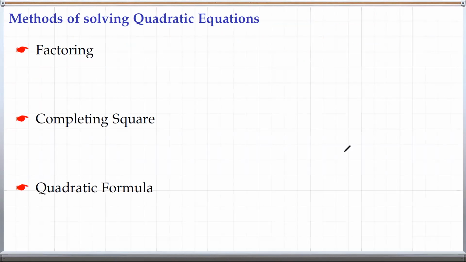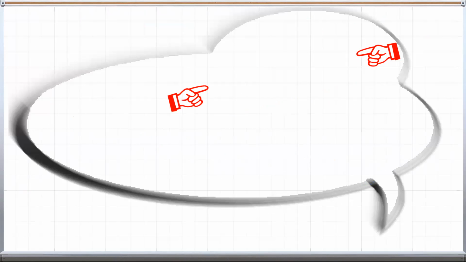For that, we have several methods. These are some of the methods we will look at in our next few videos. We will look at the method of factoring, how we can use factoring to solve quadratic equations. We will look at the method of completing the square, and we will look at the quadratic formula. All right, so this is all we have put together in this video.